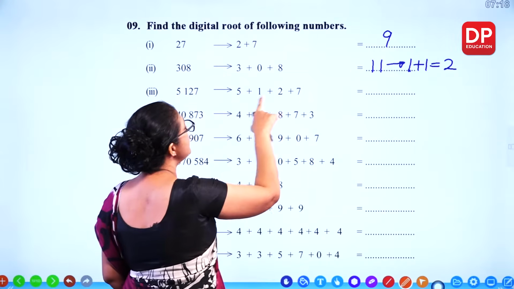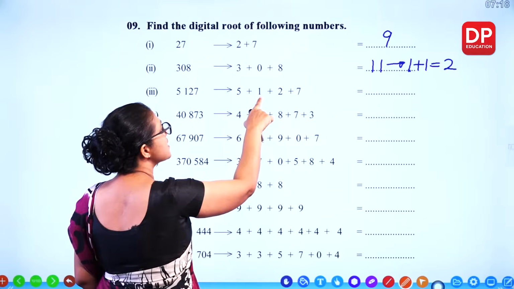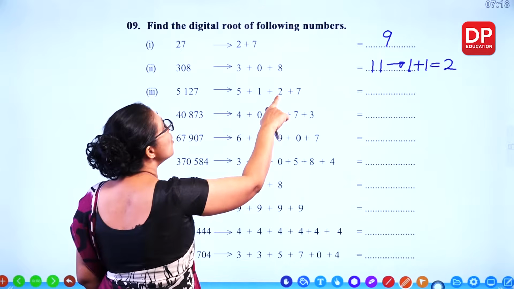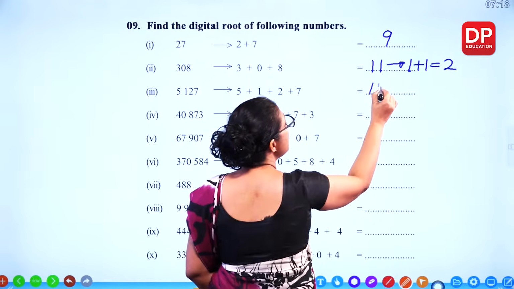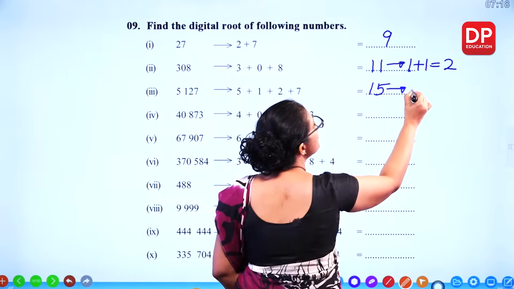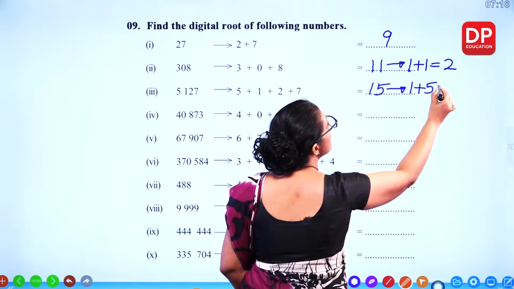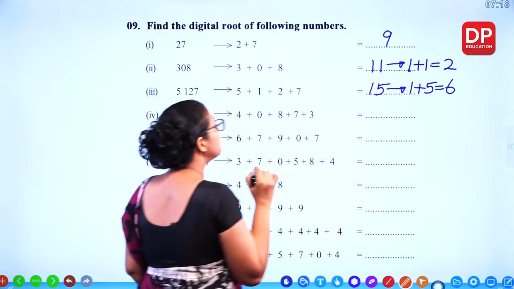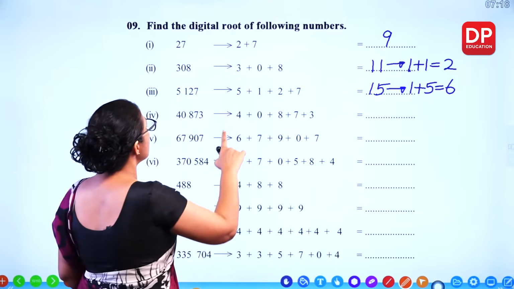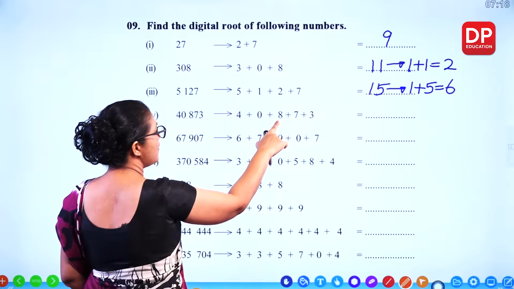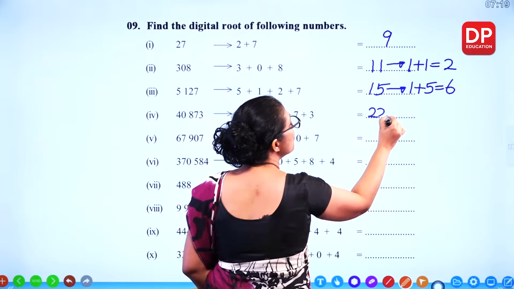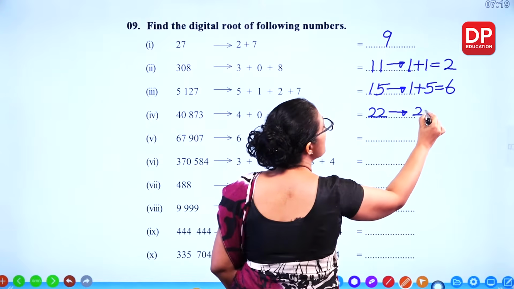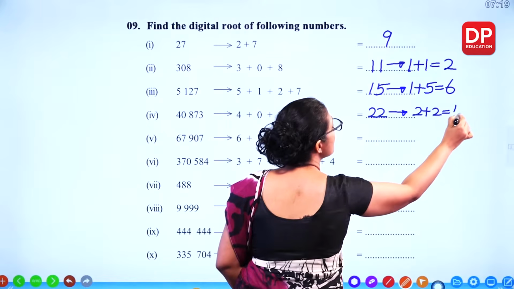5127. Add all the digits. 5 plus 1, 6. 6 plus 2, 8. 8 plus 7, 15. Now add the 2 digits. 1 plus 5, that's 6. This one, 4 plus 8, 12. 12 and 10, 22. 22 means 2 plus 2. You get 4.